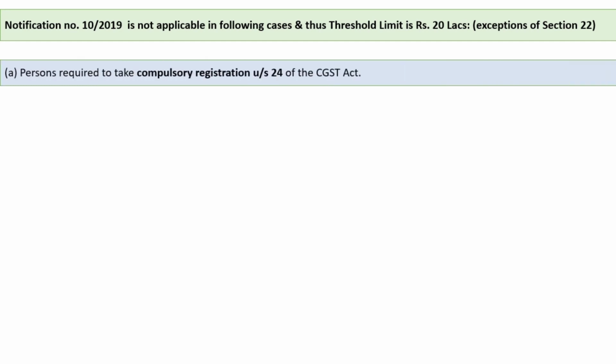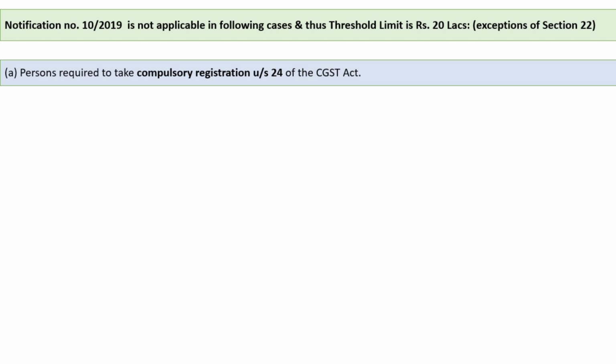Notification number 10/19 is not applicable in the following cases, and thus the threshold limit is rupees 20 lakh. Exception to section 22. So there are certain exceptions to section 22 that we have to discuss in this slide. Number 1, a person required to take compulsory registration under section 24 of the GST Act.